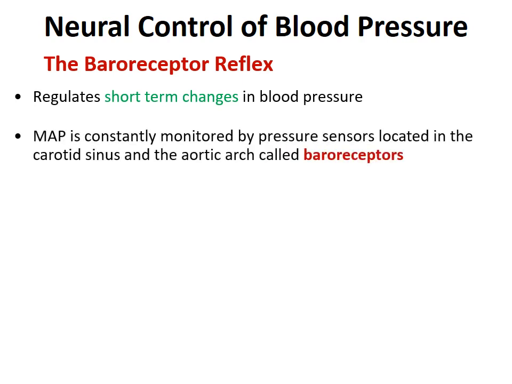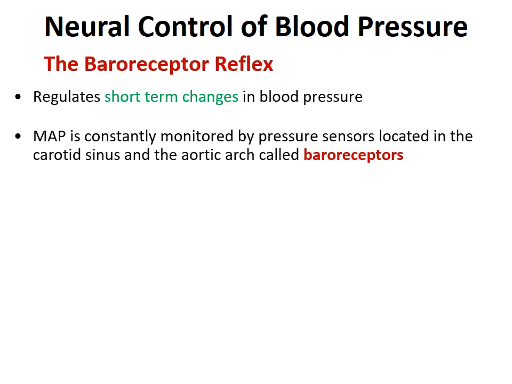MAP is the mean arterial pressure. Mean arterial blood pressure is constantly monitored by pressure sensors that are located in the carotid sinus. Remember these terms, carotid sinus and aortic sinus. The aortic sinus is present in the arch of the aorta. The carotid sinus is again a bulge where the common carotid artery divides into the internal and external carotid artery.